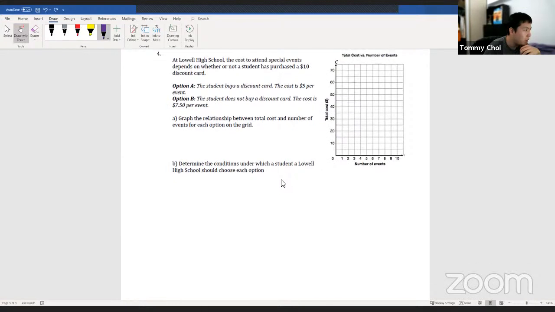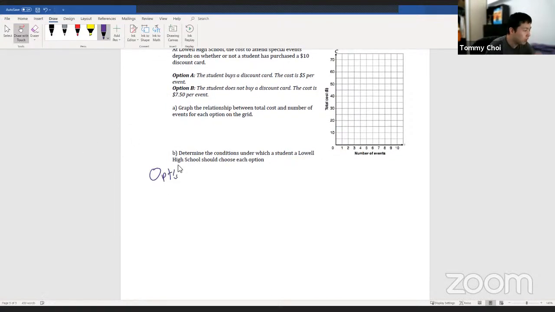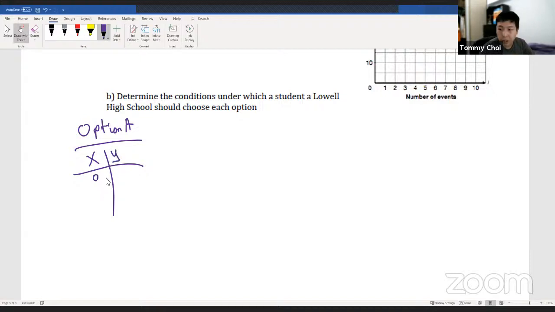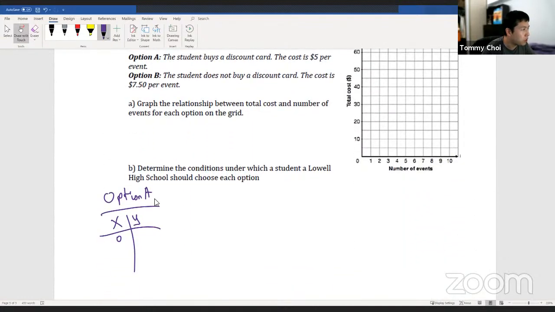So for example, I'm going to do option A down here. I'll zoom in so I'm using the bottom spaces and have a little more room to work with. So for option A, with our XY table, at 0 events, remember, option A is when the student buys the discount card. So how much money have they used? They used $10. At 1 event, they now have to pay another $5, so the total is now 15. Two events will now bring it to 20. 3 events brings it to 25. 4 events brings it to 30, right? So that's for option A.